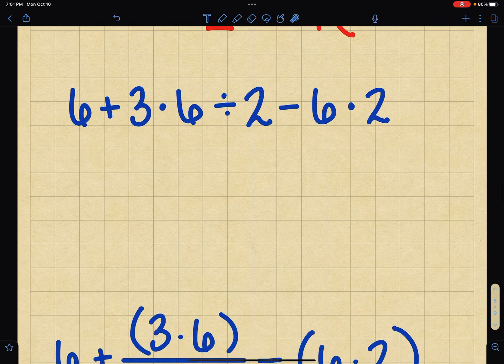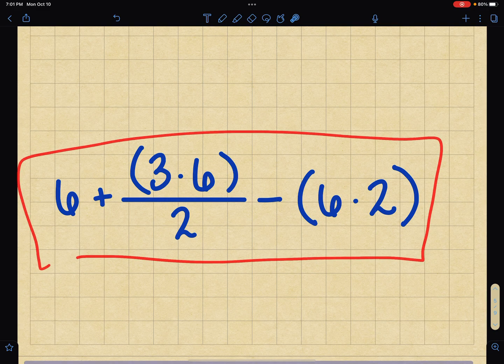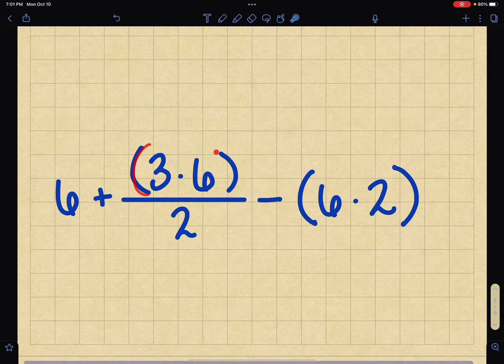Most likely it's going to be written like this. This is the same problem. Remember, we did 3 times 6 first, and then we divided by 2. Then this is subtraction, so you leave that till the end. And you do this. So let's try this problem and make sure we get the same answer.